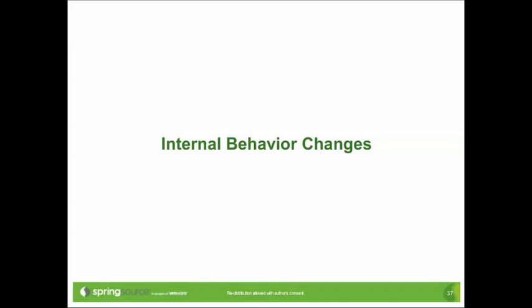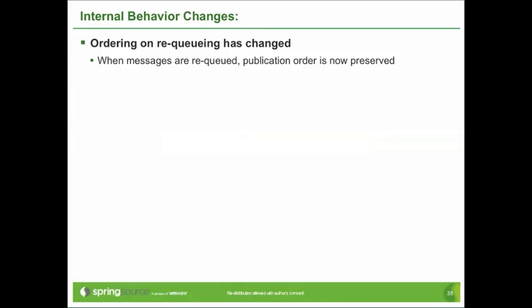Internal behaviors. A few internal behaviors have changed in ways that might change your application's behavior, often for the better. First off, the ordering when messages get requeued has changed. Recall before, if you rejected or nacked or crashed after consuming a message, it would get thrown back in the queue, to the back of the queue. Now when a message is requeued, its publication order relative to the other messages in the queues is preserved.